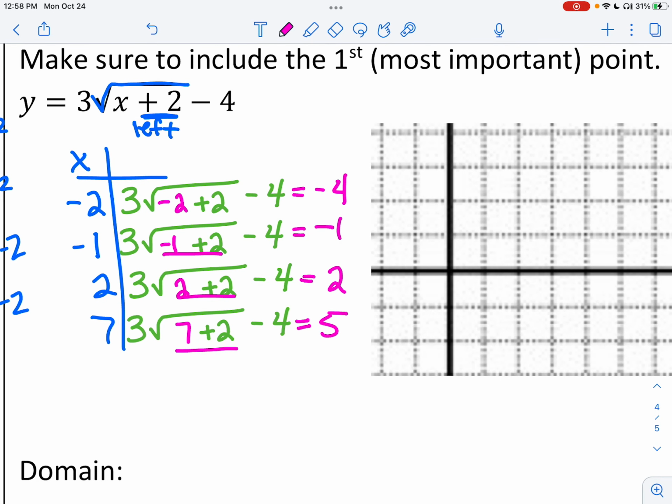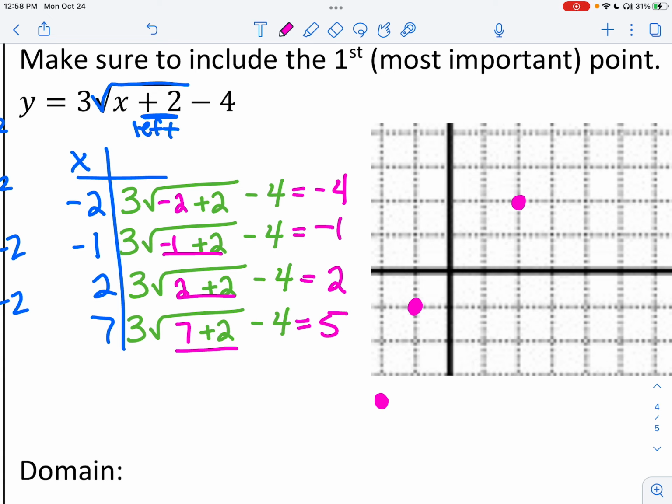I'm going to graph those points. So -2, -4, 1, 2. Whoopsie, didn't give enough of a graph, but that's okay. -1, -1, 2, 2. And what I want you to see is this has been vertically stretched by a factor of 3. It has moved to the left. The origin of the original spot is no longer on the origin. And it has moved down 4.